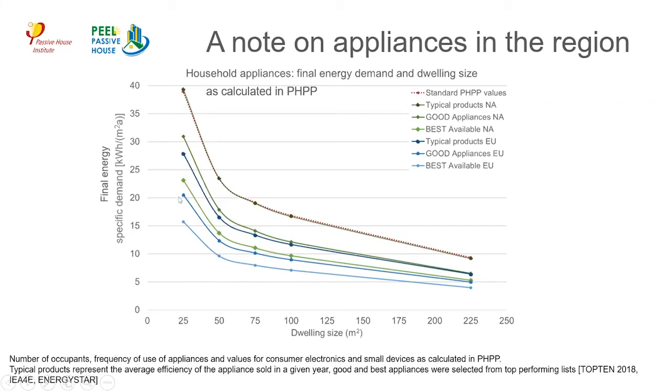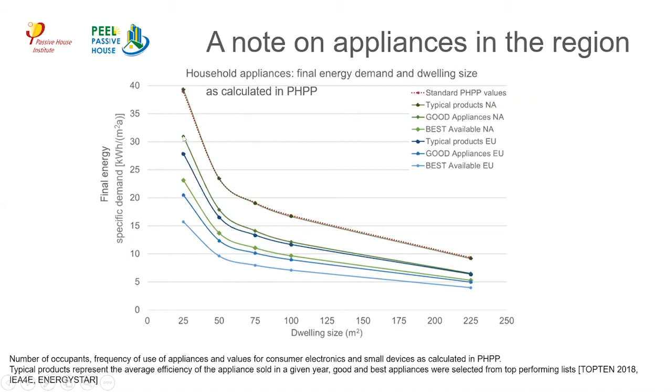And as you can see, the other blue line here is what are considered good appliances in the European Union, but not yet the best. So what is the best available in North America is somewhere around better than the average in the EU, and quite good compared to the typical values in PHPP, but still not as good as the best available appliances in the European Union.